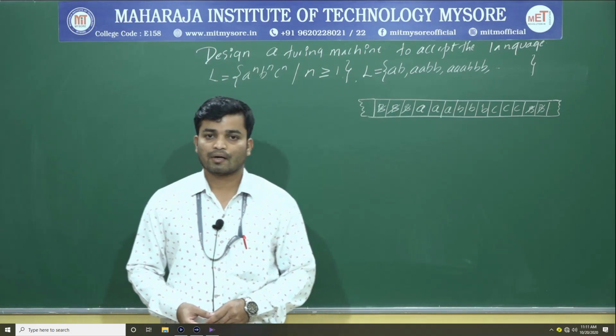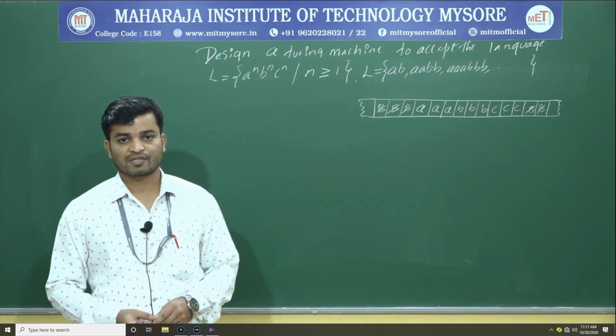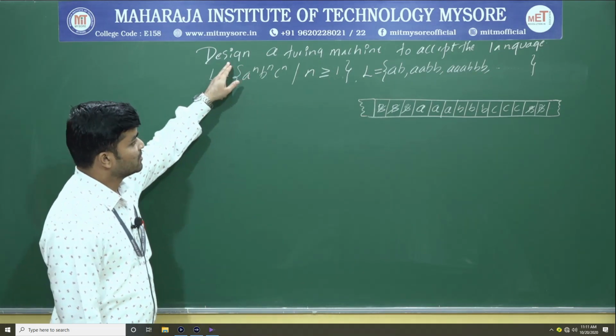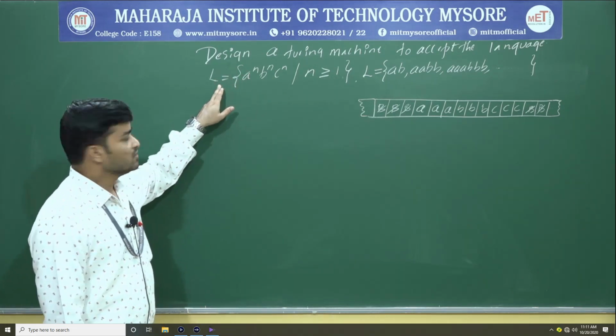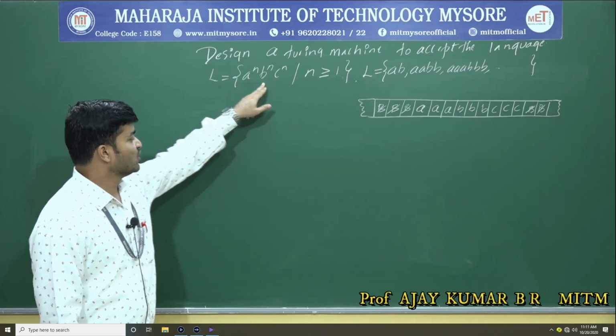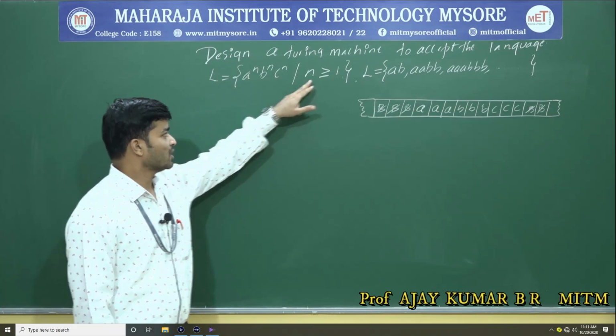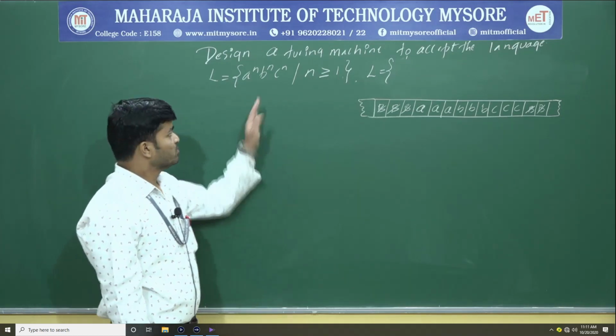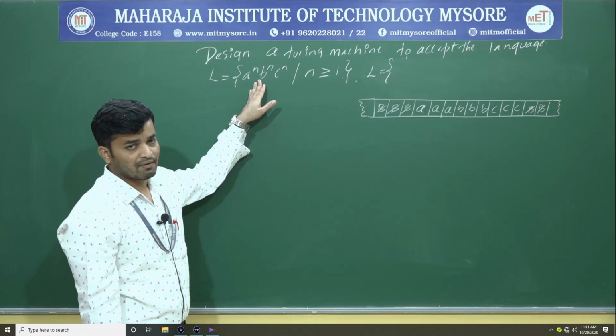Hello everyone, I will continue with the next problem in constructing Turing machines. The next problem is to design a Turing machine to accept the language L = a^n b^n c^n, such that n is greater than or equal to 1. Now we will see what possible strings come under the given language.